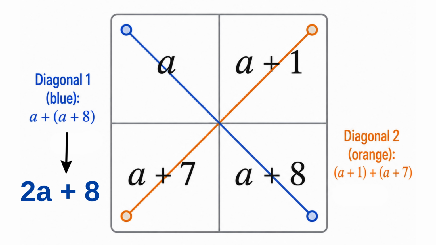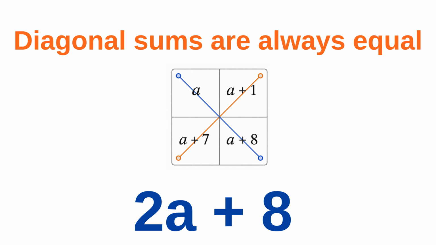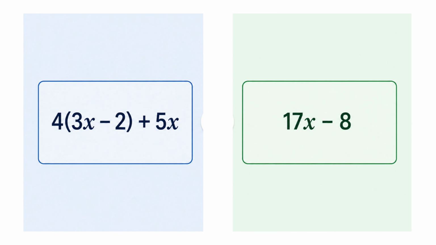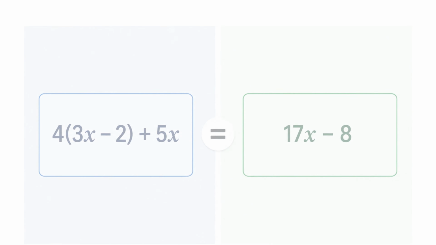The second diagonal is A plus 1 plus A plus 7, which is also 2A plus 8. Both diagonals simplify to the same expression. Algebra proves that this pattern works for every calendar square, not just one example. Remember that algebraic expressions can look different while representing the same quantity.